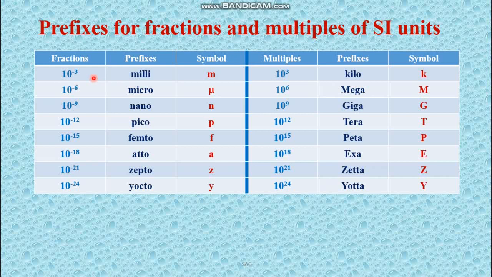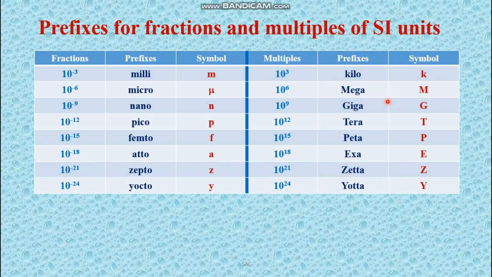So these are the fractions. If it is less than the original value, that is 10 to the minus 3 times, 10 to the minus 6 times, 10 to the minus 9 times, this way we add prefixes such as milli, micro, nano, etc. If it is 10 to the minus 3, it is milli, minus 6 micro, minus 9 nano, this way nano, pico, femto, atto, zepto, yocto, up to 10 to the minus 24, it is yocto. And the corresponding symbols: for milli it is small letter m, for micro it is the mu sign of the Greek alphabet, nano small letter n, pico small letter p, femto small f, atto small a, zepto small z, and yocto small y.